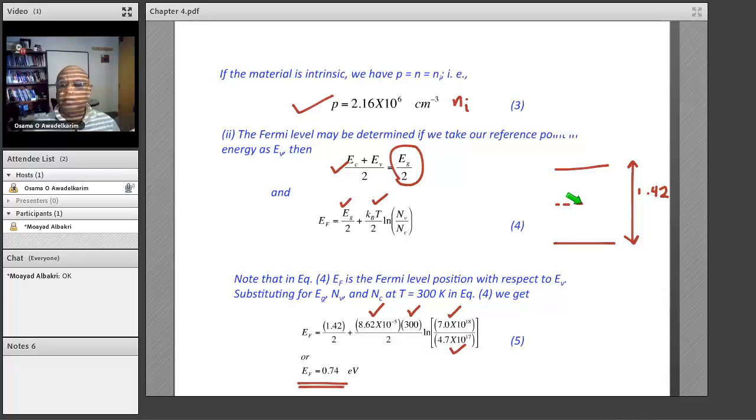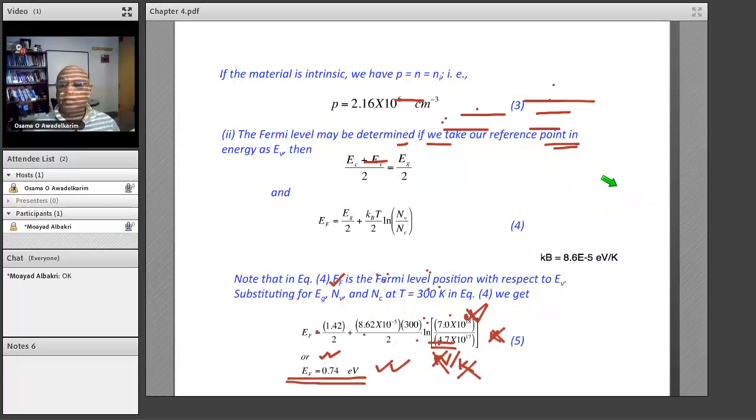So mid gap is something like 0.71. That is the middle. When you divide 1.42 over 2, you get this one. This is EG over 2. And what we're getting for the Fermi level is just slightly above here, which is 0.74. So, in other words, it's very close to the middle of the band gap, and this is what we expect for an intrinsic semiconductor.